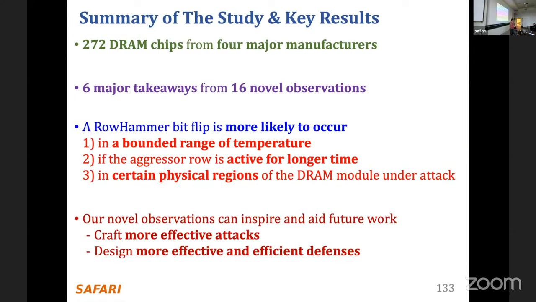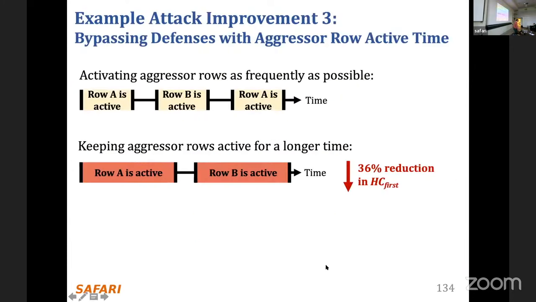Attacker can use this to craft more effective attacks, and the defender or protector, let's say, can use this to design more effective and efficient defenses. Let's take a look at this relatively quickly. So for example, this is an X-axis pattern where you're activating aggressor rows as frequently as possible. Row A is active, row B is active, row A is active, you're doing double-sided hammering.